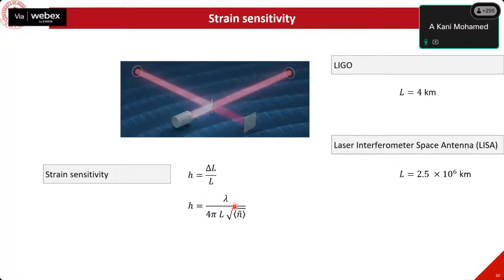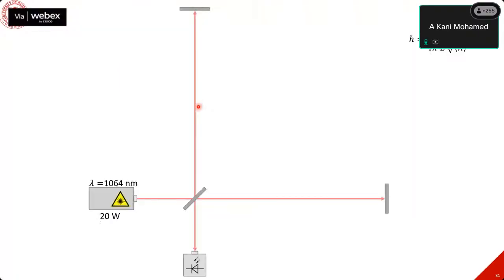Another way we can enhance the sensitivity of LIGO is by increasing the intensity, or the power, or the photon numbers of the laser that we are using. What LIGO actually uses is a wavelength of 1.064 micrometer with a power of 20 watt.